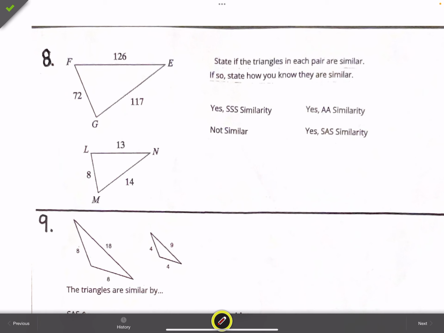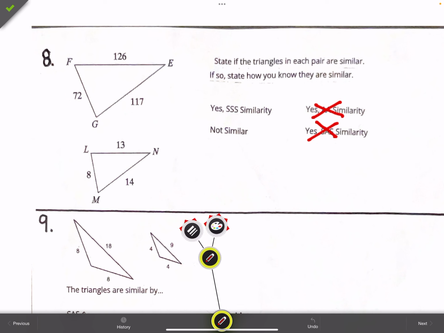Definitely not angle, angle, right? Nothing's marked as congruent. They're not giving me any numbers on my angles, so not angle, angle. Which then says not side, angle, side, because again, you need at least one pair of congruent angles, which we do not have. So the only thing that might work is side, side, side. But we won't know until we check.